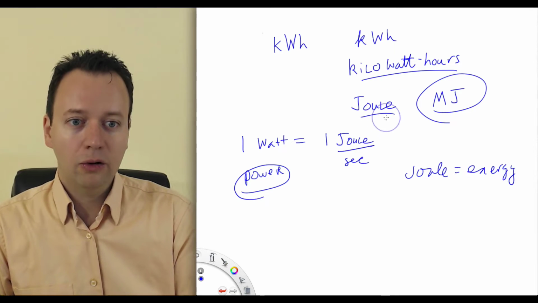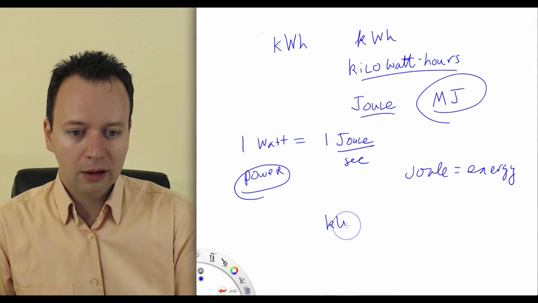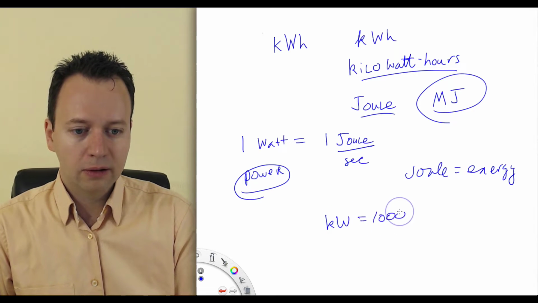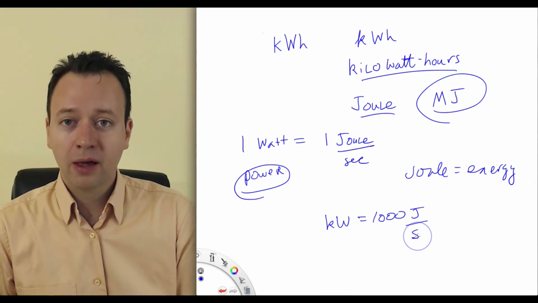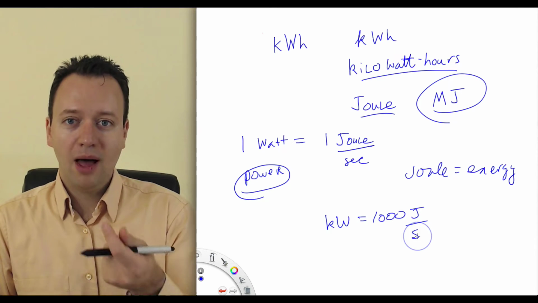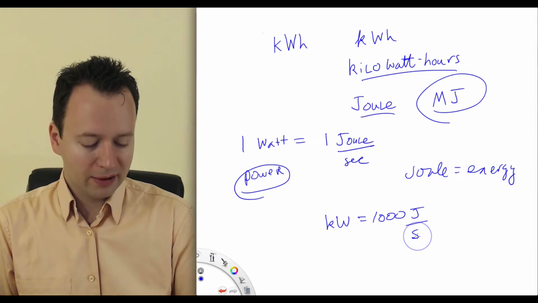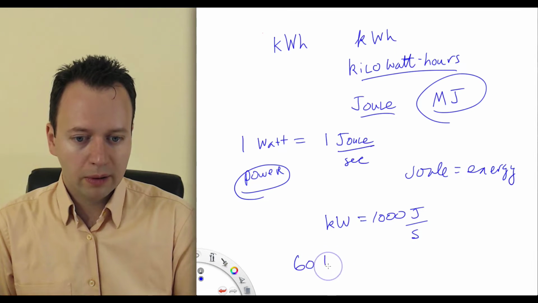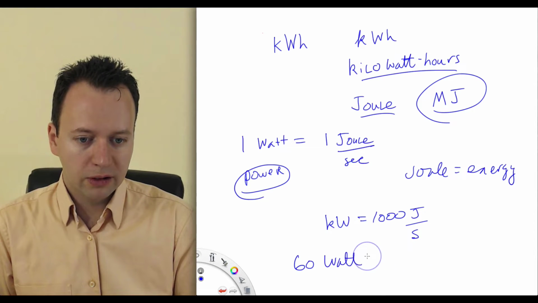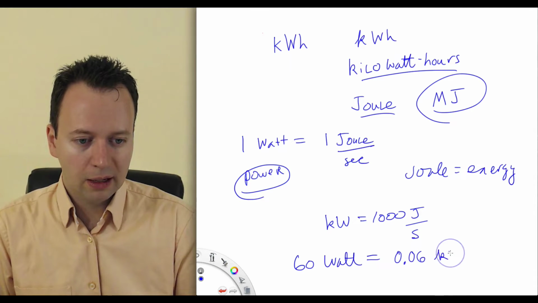So kilo, of course, means 1,000. So a kilowatt is 1,000 joules per second, right? So a 60-watt bulb is going to be 60 of those 1,000. So a 60-watt bulb is going to be equivalent to 0.06 kilowatts.